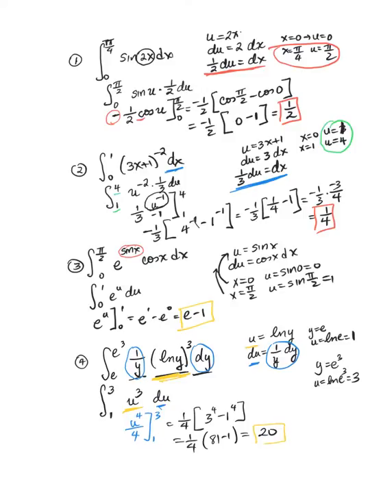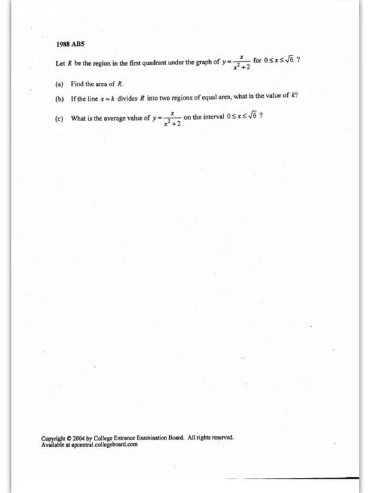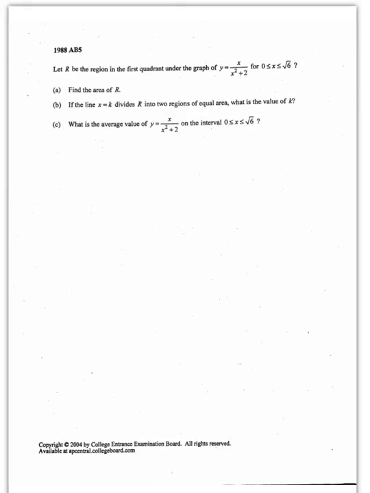Okay, I wanted to go over an AP question that incorporated this. It goes back to 1988. Let's look at the next page. Okay, we have a region R in the first quadrant under the graph of y equals x over x squared plus 2 in the interval from 0 to root 6. Part A says, find the area of R.